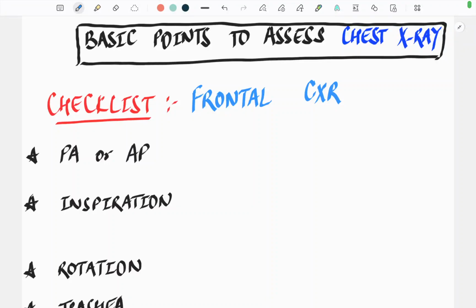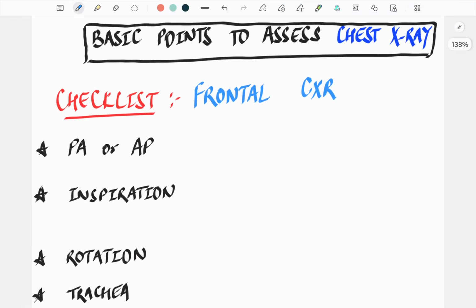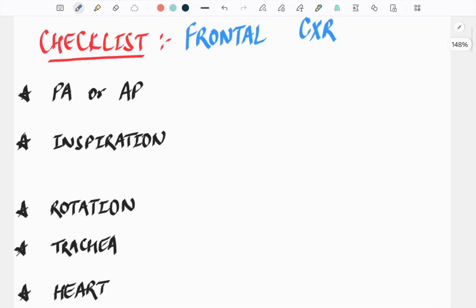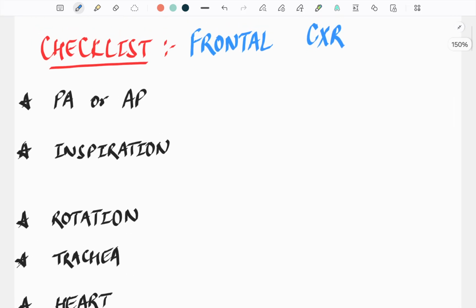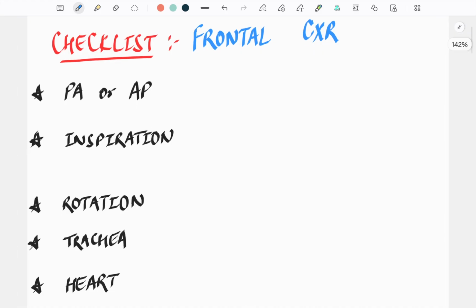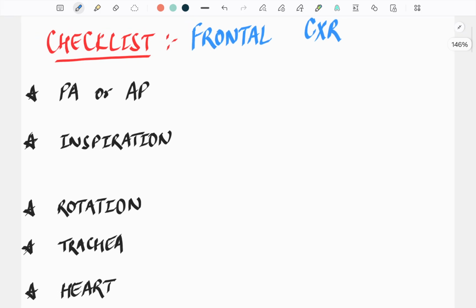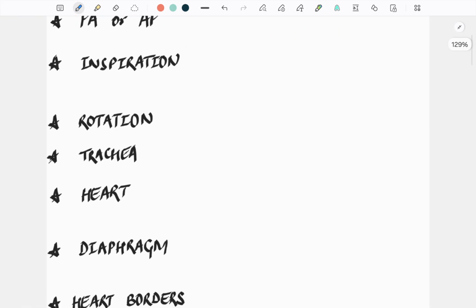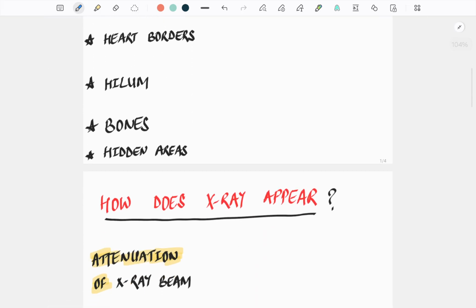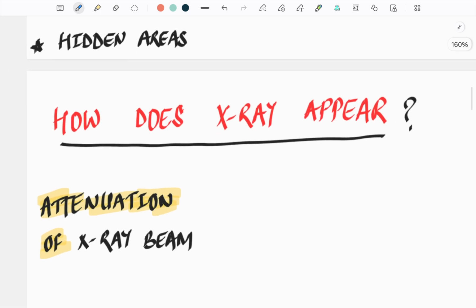Hello students, today we'll talk about a systematic approach to how to read a chest x-ray. I'll give you a checklist utilizing which anyone can interpret a chest x-ray. Basically, how to systematically approach a chest x-ray in general. So first of all, we'll see how a chest x-ray appears and why it appears that way.